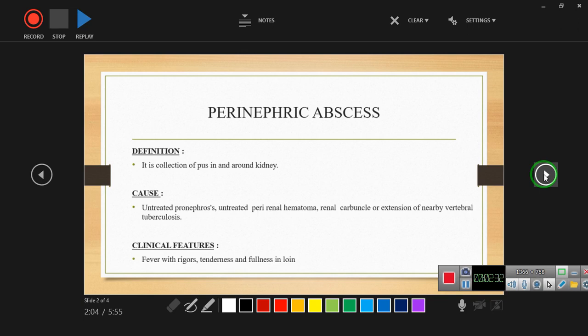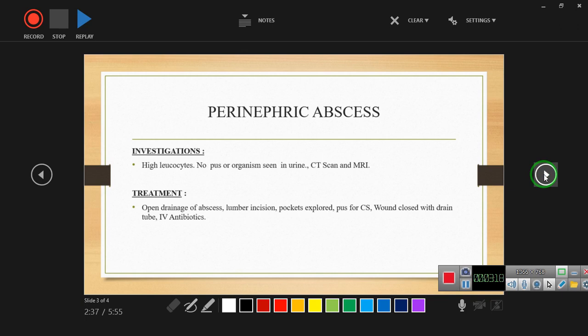Clinical features. The patient complains of fever with rigors. He has pain in the lumbar region and fullness in the lumbar region. Patient says there is dull ache, and it is continuous pain, and he cannot stand on it, and he bends on that side. When we examine, we find that there is fullness. The local temperature of the skin is high, and the patient says it is tender. He does not allow us to examine properly.